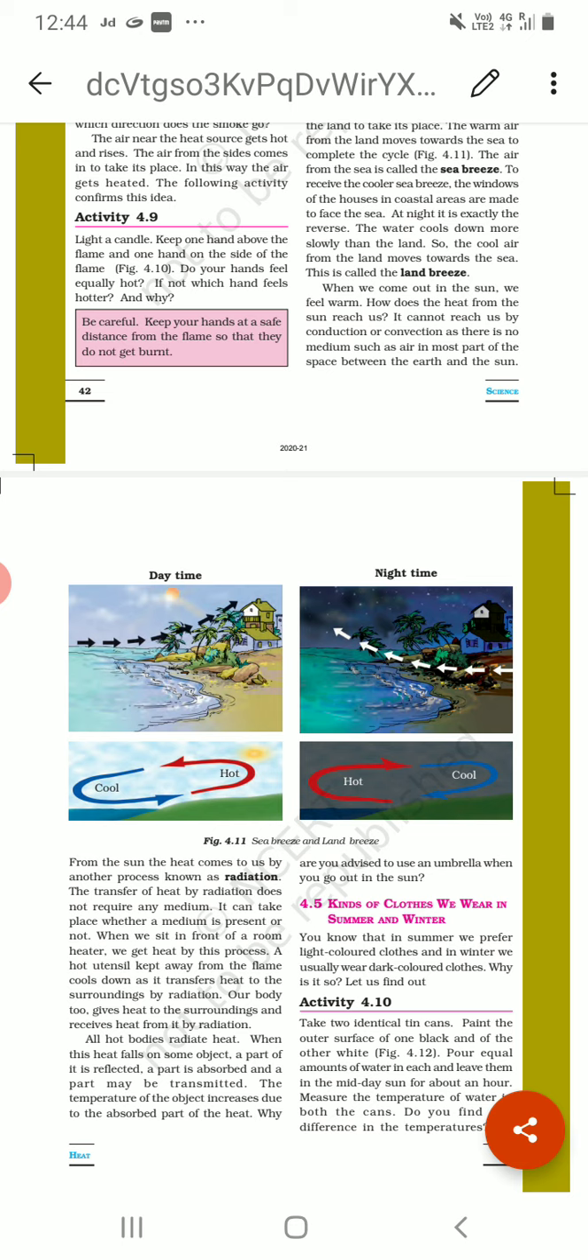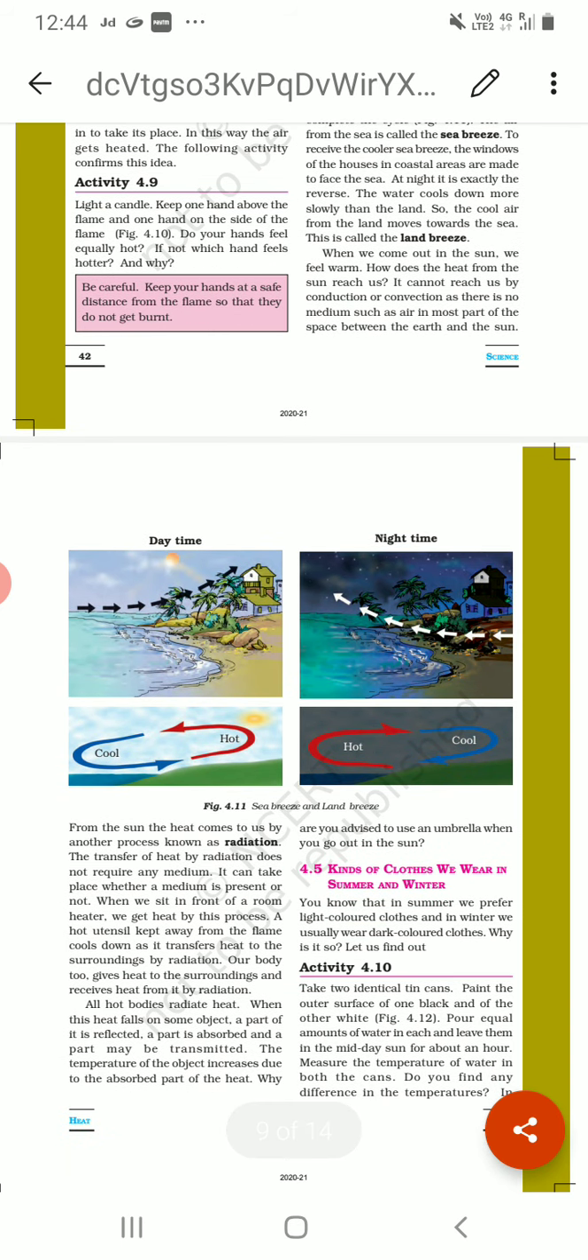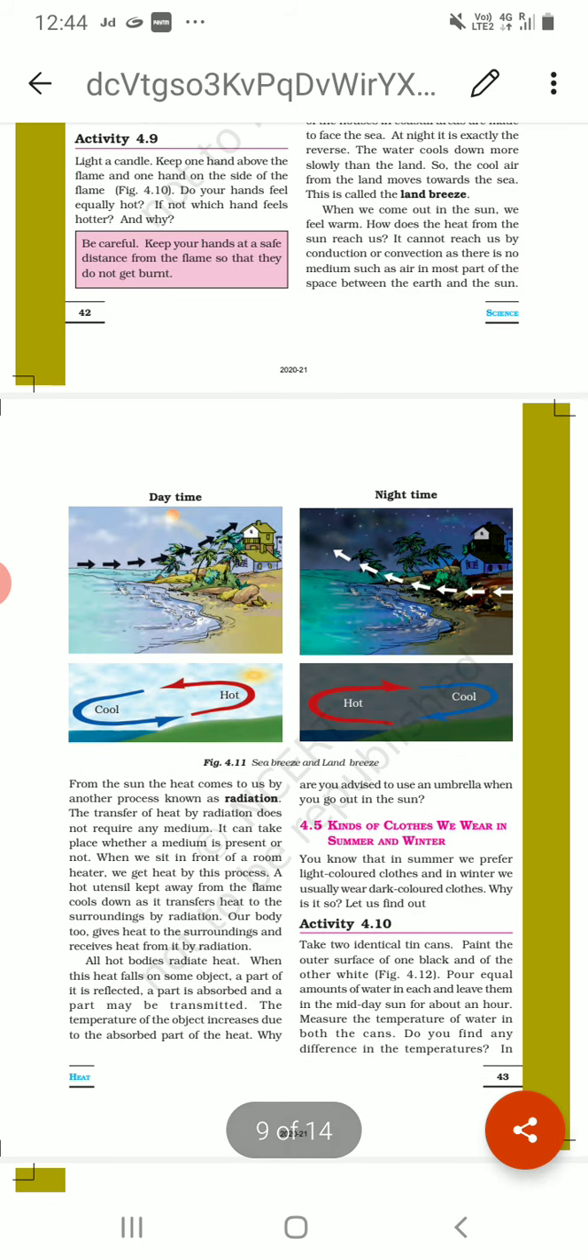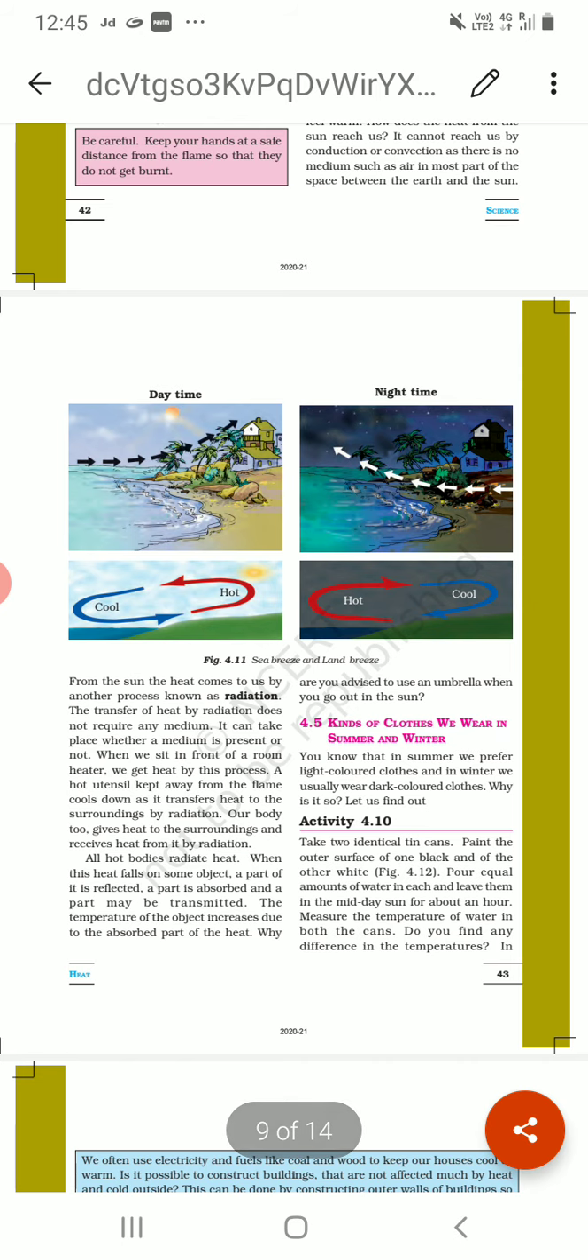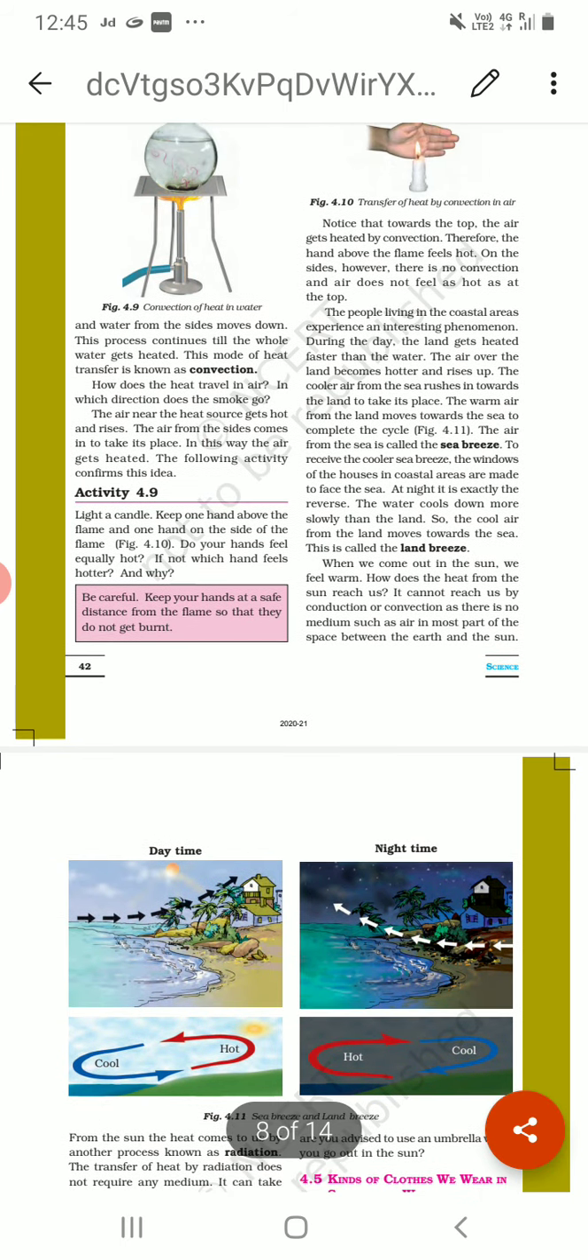How does the heat from the sun reach us? It cannot reach us by conduction or convection, as there is no medium such as air in most part of the space between the earth and the sun. From the sun, the heat comes to us by another process known as radiation.